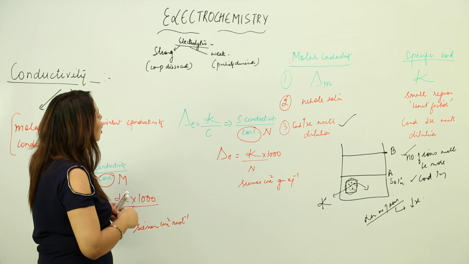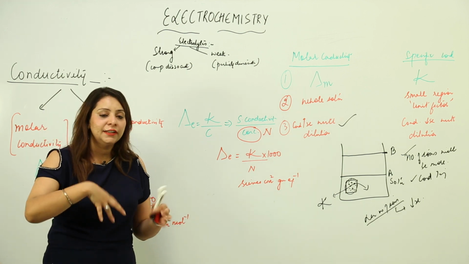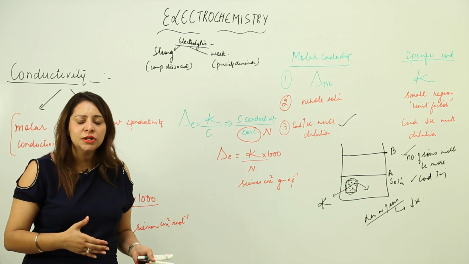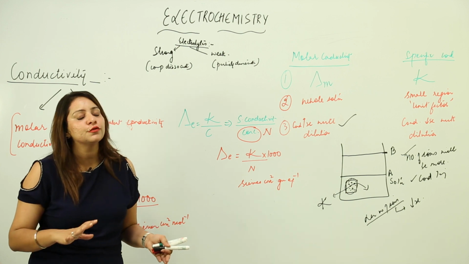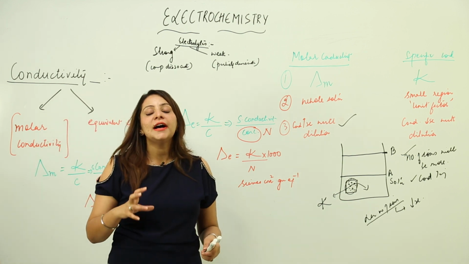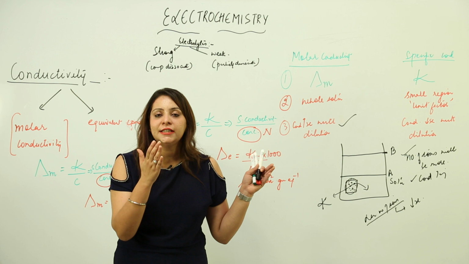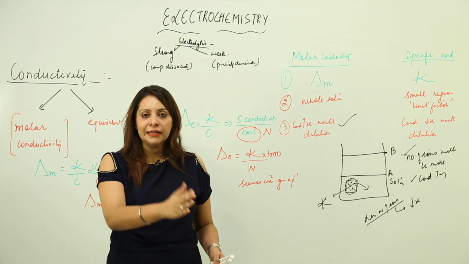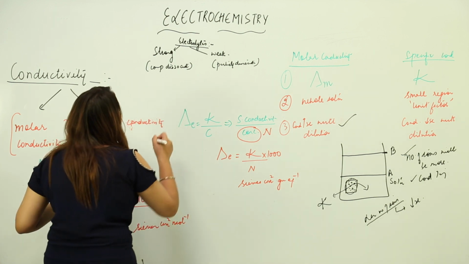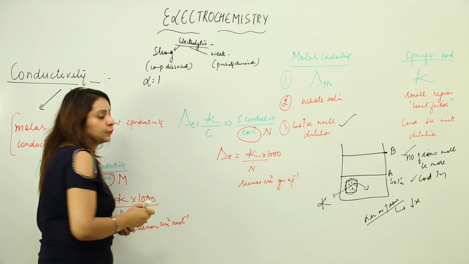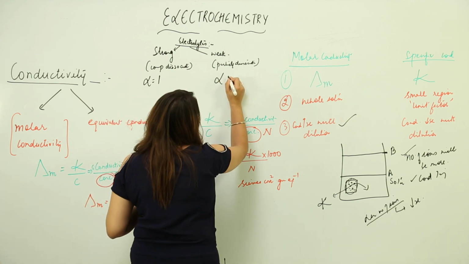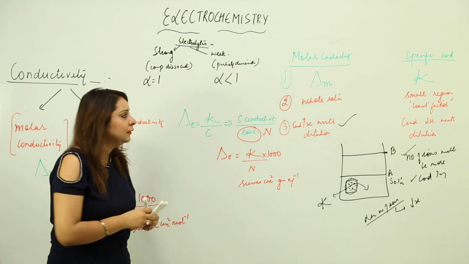So if we talk about strong electrolytes, all the molecules are dissociated. There is no undissociated molecule left in the solution, because every molecule is completely dissociated to form ions, so we will find only the ionic form in the solution. But the weak ones are partially ionized, so you will get the ions along with the unionized molecules. So if we talk about alpha, for a strong electrolyte alpha is equal to 1, but for a weak electrolyte it is less than 1.